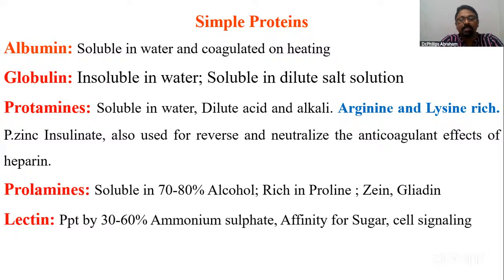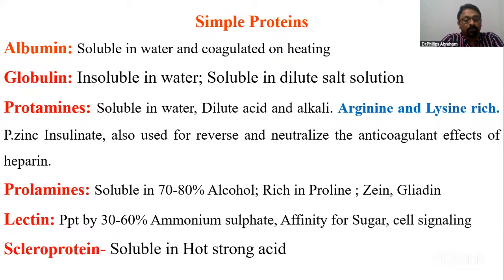And another one is lectin, which has a high affinity for sugar, carbohydrate. This is used in cell signaling pathways and is soluble in 30 to 60% ammonium sulfate. So this is about some different types of simple protein. And then one more is scleroprotein. It is a globular protein, and it is soluble in strong acid.